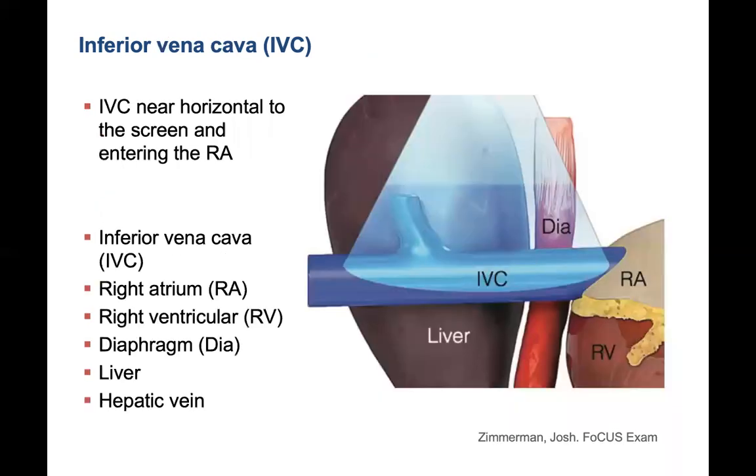And you're going to ideally see that IVC near horizontal to the screen and entering that right atrium. So you'll see the IVC, the right atrium, you might see the right ventricle, the diaphragm, and then really that liver on both sides of the IVC, so above and below, and then that left hepatic vein dumping into the IVC.